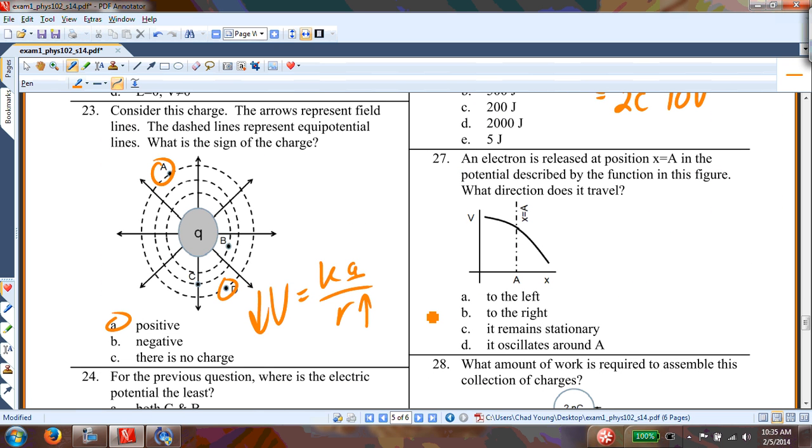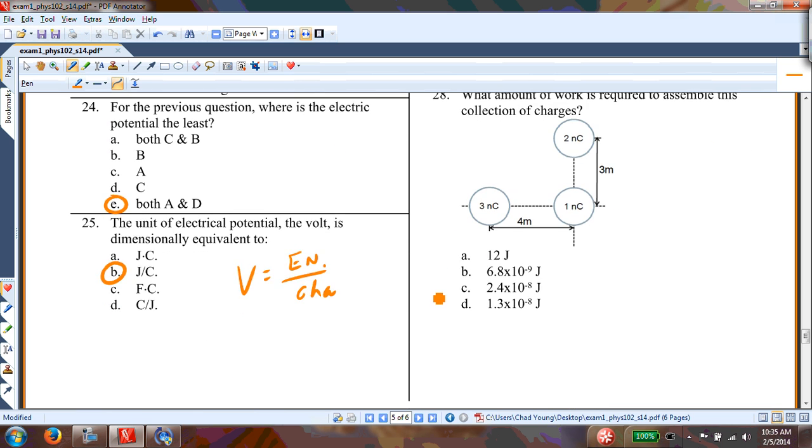An electron is released at position A in the potential described by this function. Where does it travel? What direction? Well, remember, I like to set up my plates. Here I have a high potential, low potential. Electric fields run in this direction. If I let a negative particle go here, it's going to move from low to high potential, so this particle is going to tend to move to the left, to a higher potential.